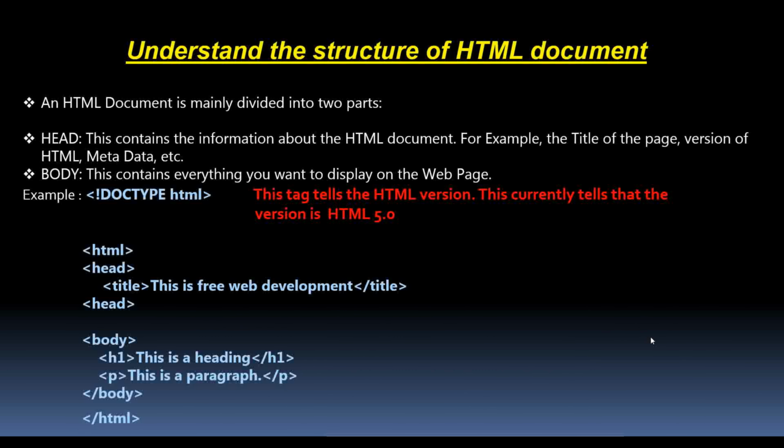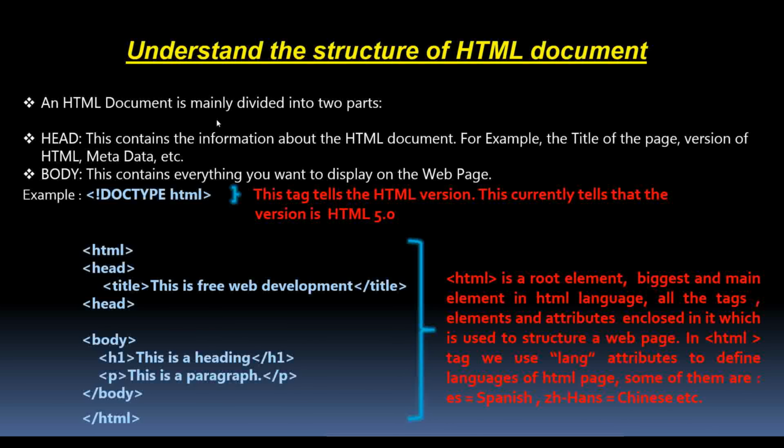So this is an HTML document. Okay, let's understand the structure of the HTML document. An HTML document is mainly divided into two parts. The first part is the head. The second part is the body part. The head part contains the information about the HTML document, for example the title of the page, version of HTML, and metadata. There are many things present inside the head tag, but right now we are dealing with the basics. So I have written here only the title part. We will see later how many things we can include inside the head part.